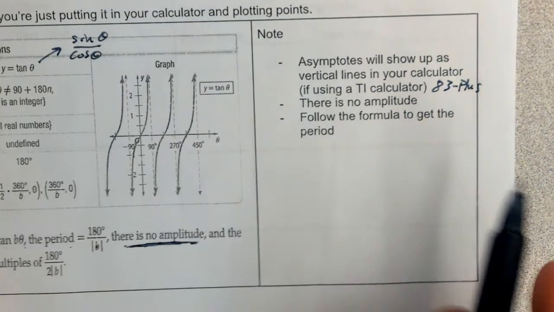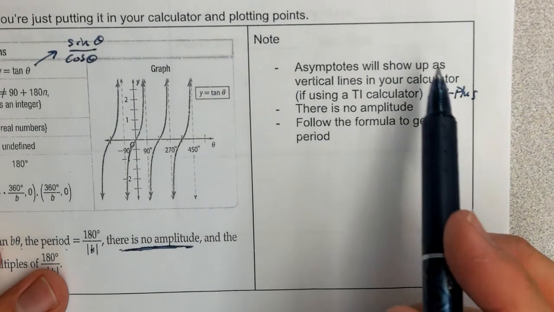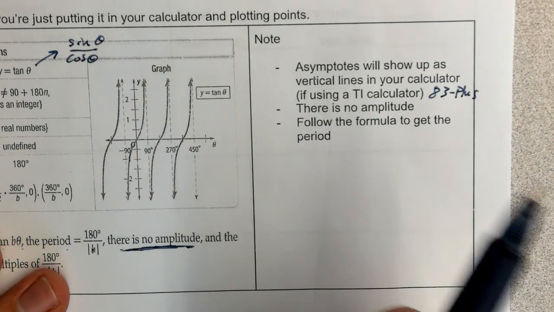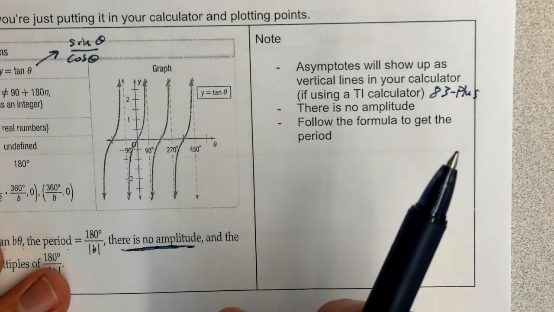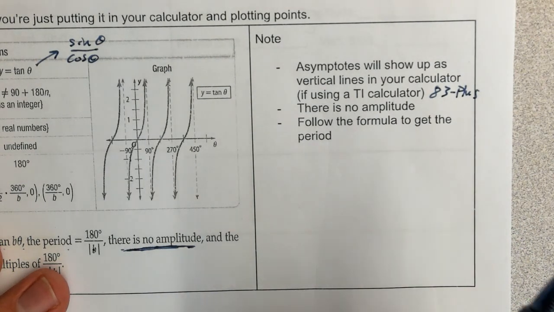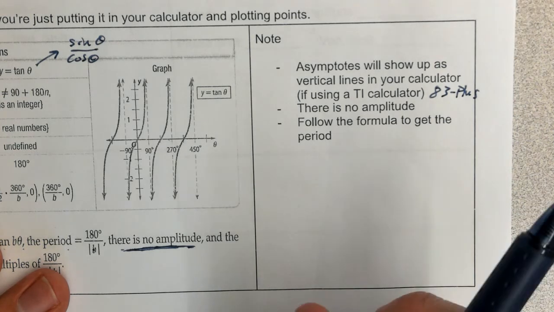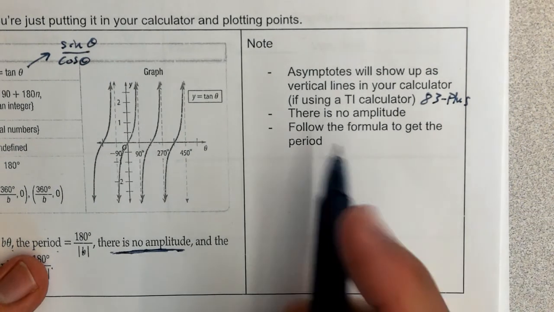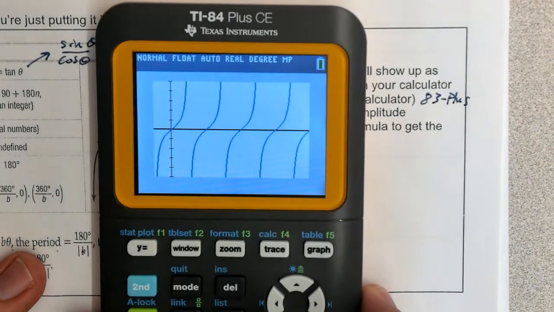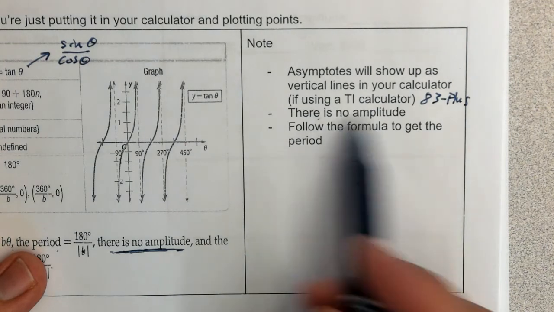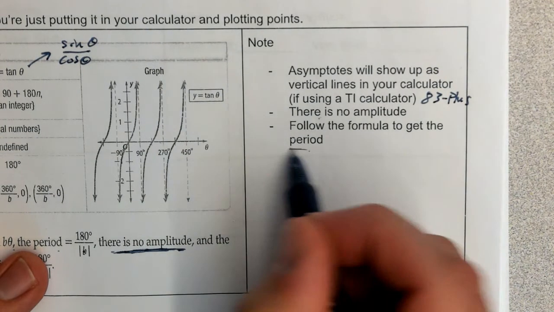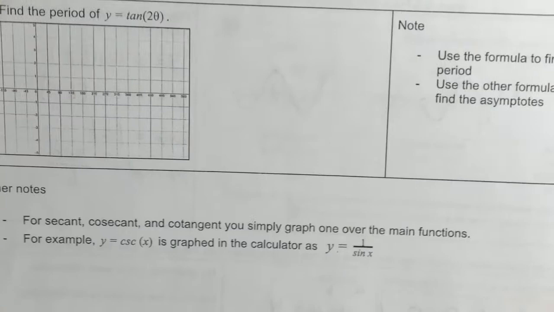But if it's an 83 plus, like one of the red ones from the school, you're going to get vertical lines in there, and you have to remember that they're not part of the graph. This year, if you use Desmos, then Desmos will not put those vertical lines in there, and you will just get the smooth curve like that. There's no amplitude, and make sure that you follow the formula to get the period. That's the basics of graphing a tangent curve. All right, so let's do just one example of tangent here.